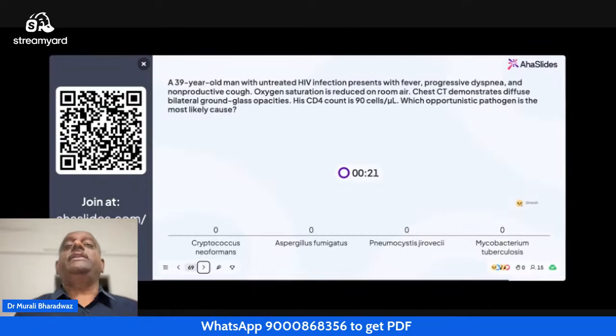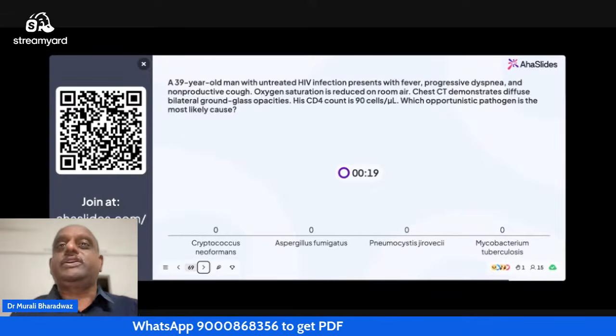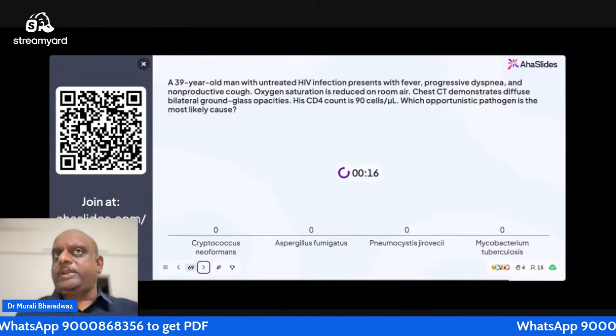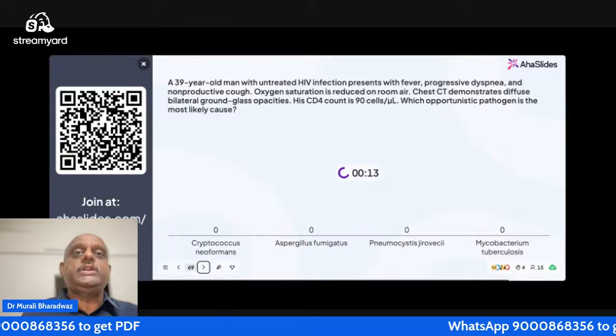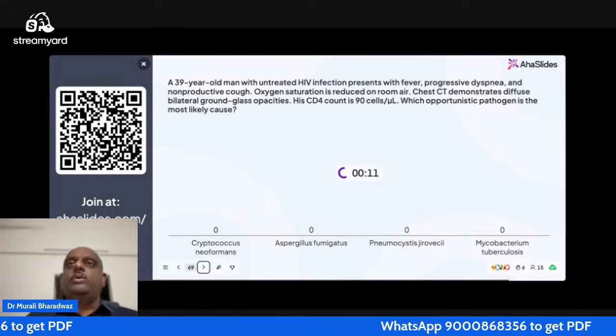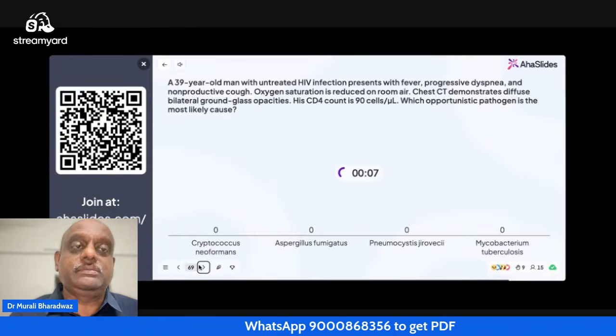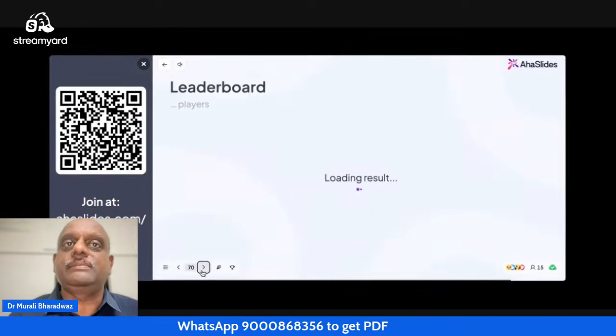39-year-old with untreated HIV infection, with fever, progressive dyspnea, non-productive cough. Which opportunistic pathogen are we talking over here, doctor? Very easy question. I'm sure most of you rightly answered.